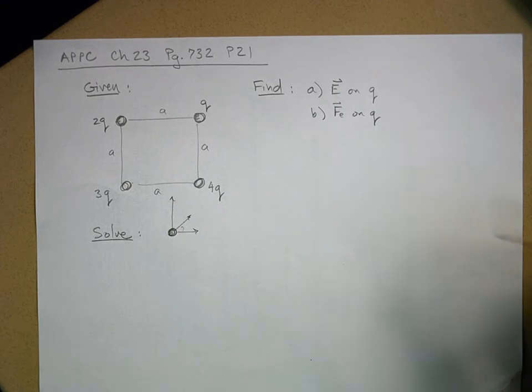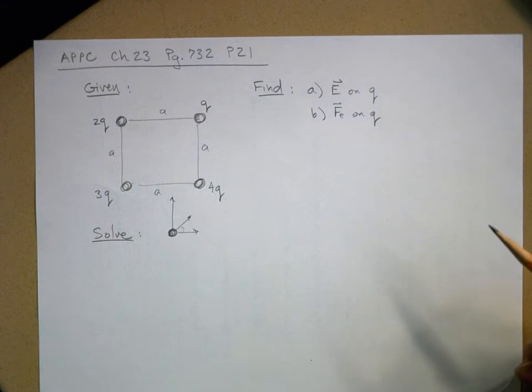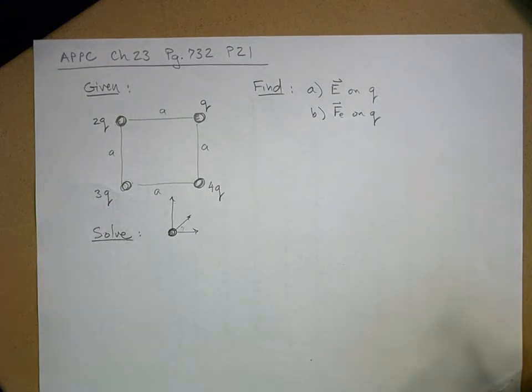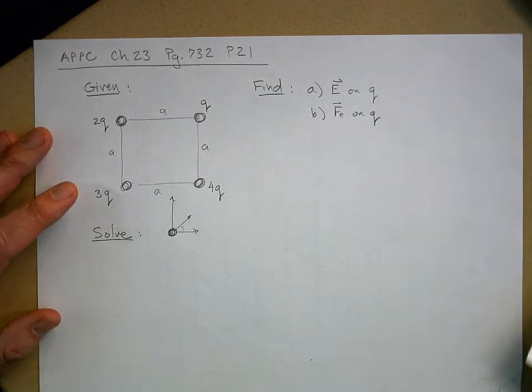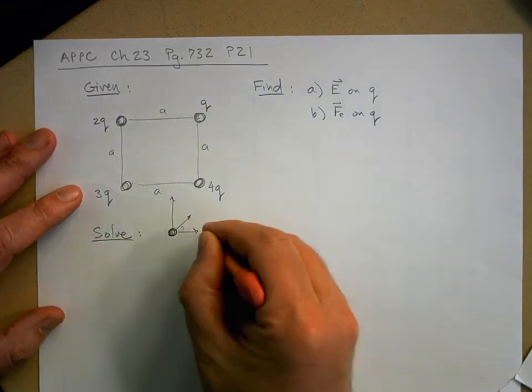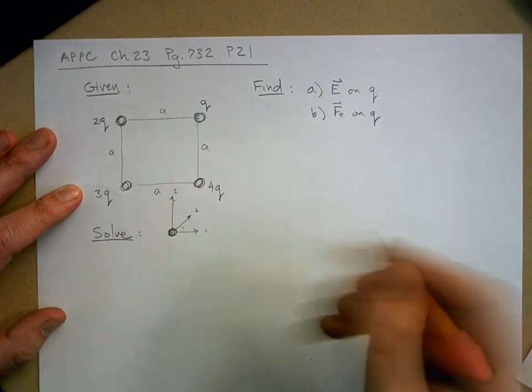And I believe in the book anyway, it said determine the magnitude and direction of the electric field. So that means they want us to express the answer in polar coordinates. So I think what I'm going to do is I'm just going to label this 1, 2, and 3 just to keep them straight.